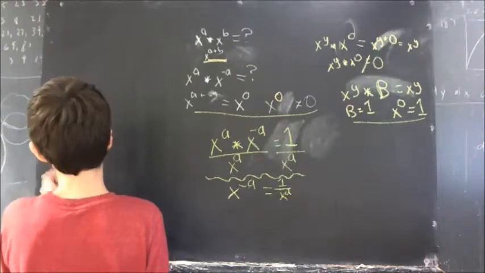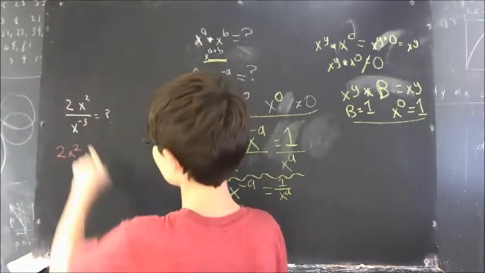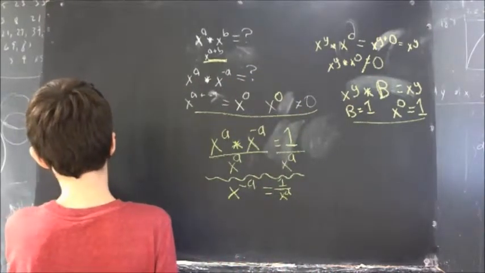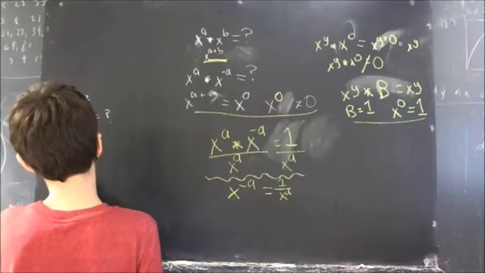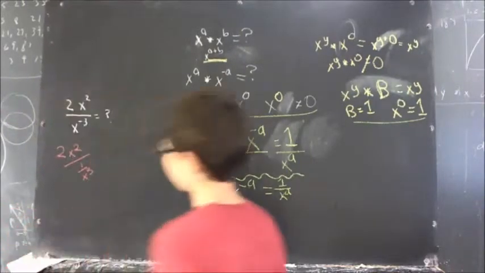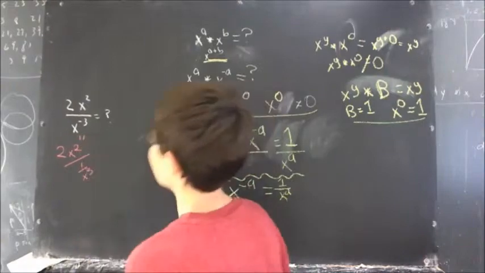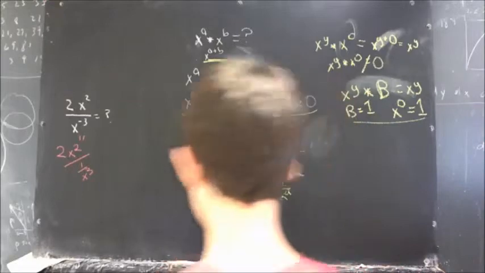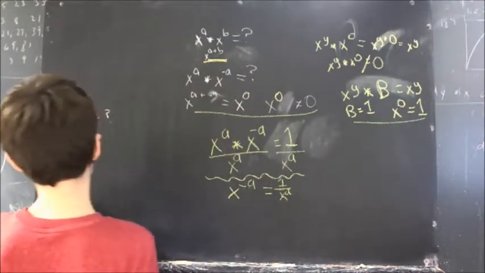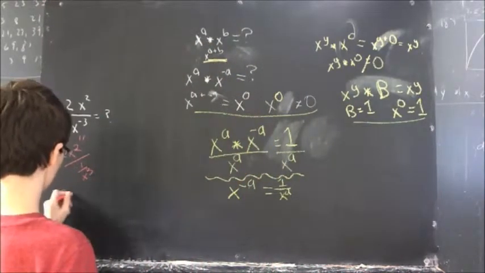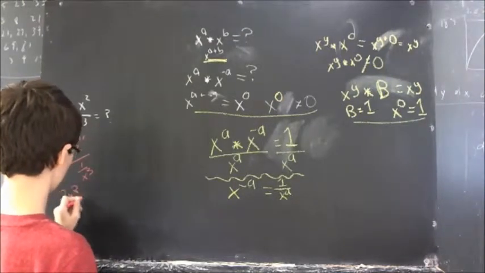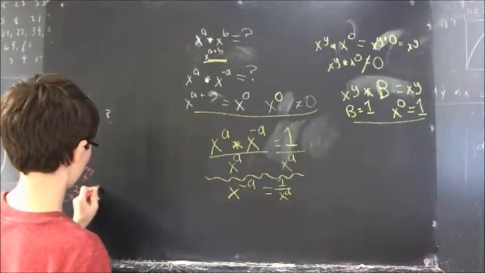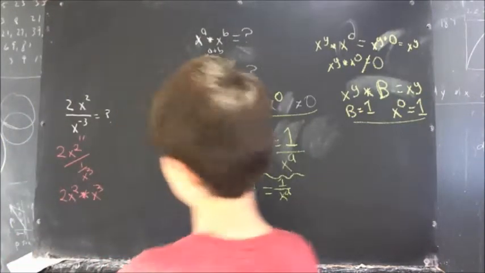2x squared, and here the opposite of the reciprocal, divided by 1 over x to the third. These are the same things, if you think about it. Now, of course, you're dividing by a fraction, so you have to flip it and multiply, so 2x squared times x to the third, because you flipped it.